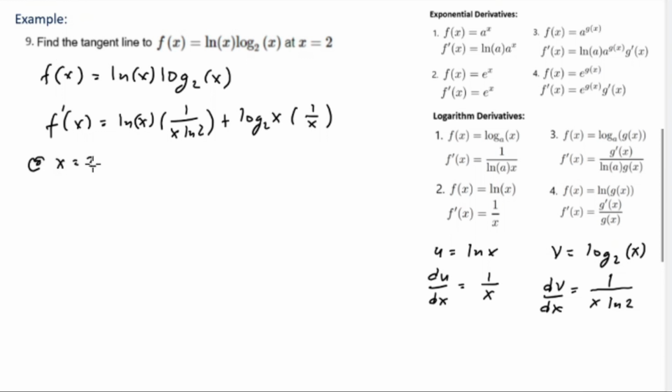At x equal to 2, first the function f of x is equal to ln of 2 times log base 2 of 2. The value of log base 2 of 2 is equivalent to 1, so the value is ln 2, and this is for f of x. Next, we find the value for the derivative, f prime of x.